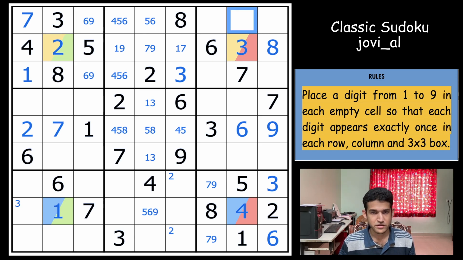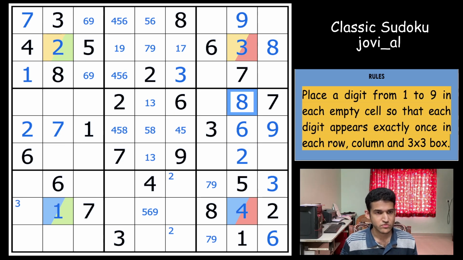9 has to go here because of the 9 here. So this becomes a 2, 8 pair, these two cells. And this 2 gives me a 2 here, and an 8 here. And now look where the 8 goes in box 4. So 8 has to go here. And look where the 3 goes in row 8. 3 has to be here.